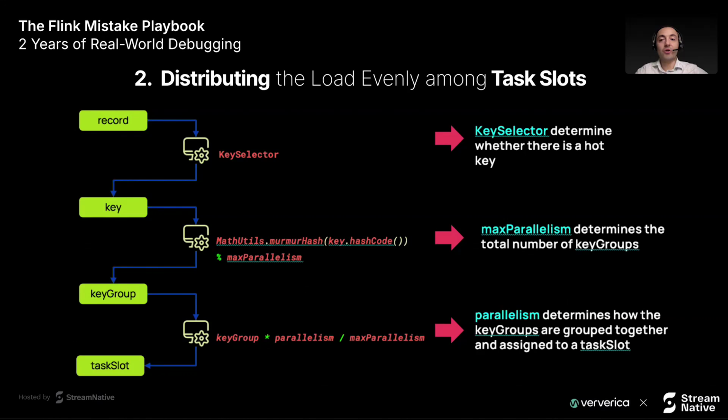So the keyed event is not directly put into a task slot. There is an entity called a key group in between keys and task slots, for Flink to distribute the events to the task slots a little bit more evenly by using this hash code.